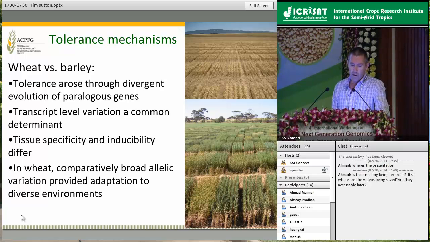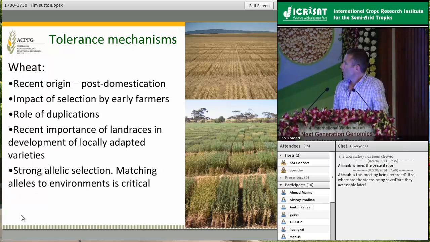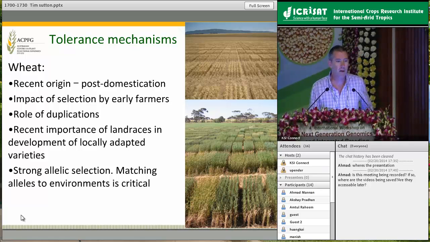So we think the wheat tolerance locus is of recent origin, definitely post-domestication. There's been a big impact of selection by early farmers selecting landraces. We know there's been a big impact of duplications in adaptation in landraces to boron tolerance. And there's been a high level of importance in these landraces to the development of locally adapted boron-tolerant varieties in Australia.